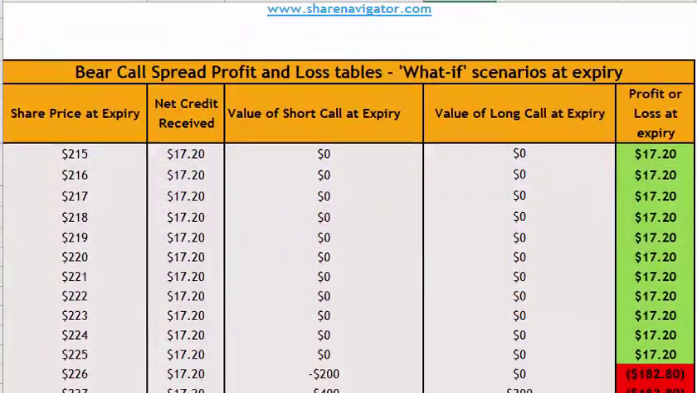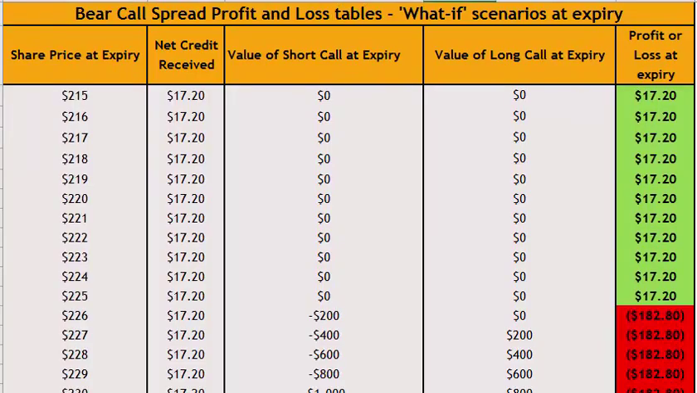Moving on to our profit and loss tables, well, this is like your what if scenario. What we're saying here is, well, what would it mean for us if the share price was at 215 at expiry in terms of profit and loss? What would it mean if it was at 280 and 226 and so on and so forth? So the first thing we put in here is the net credit we've received. Now, the great news for you is you don't have to do any of this. It's automatically calculated for you. But it's nice for you to know where the numbers come from. So this is just your net credit you've received for the trade.